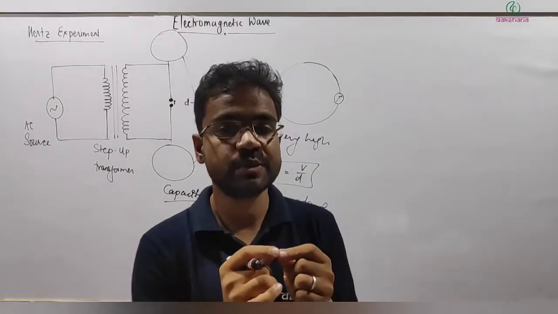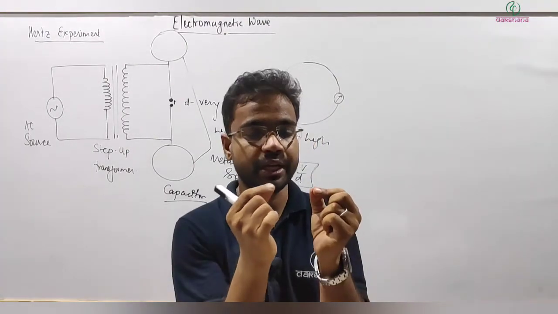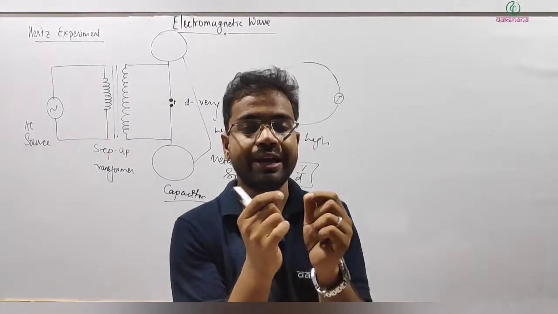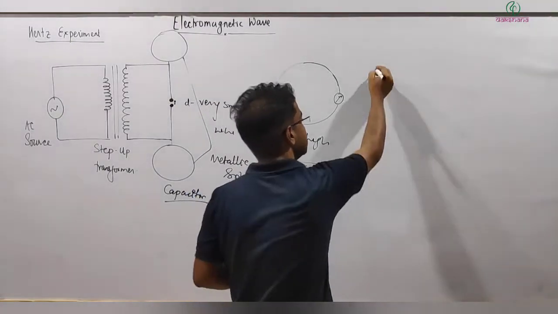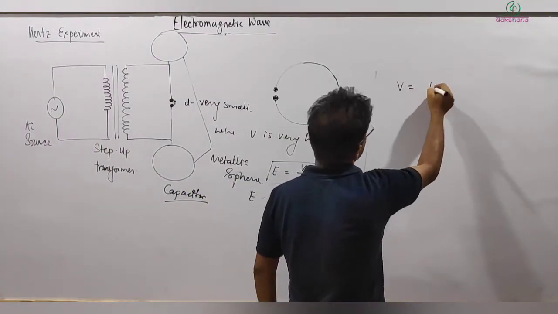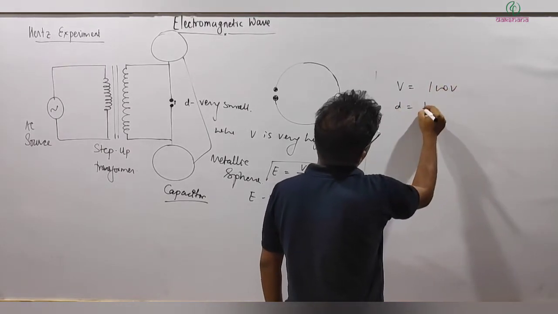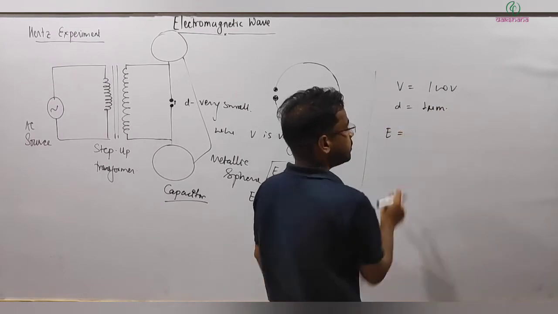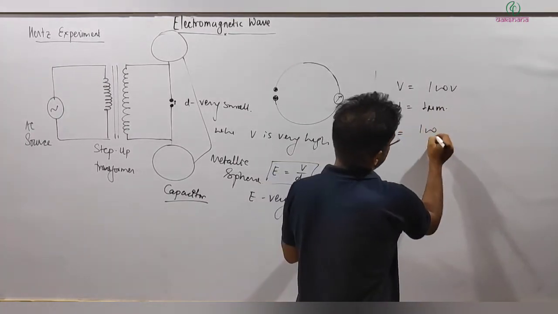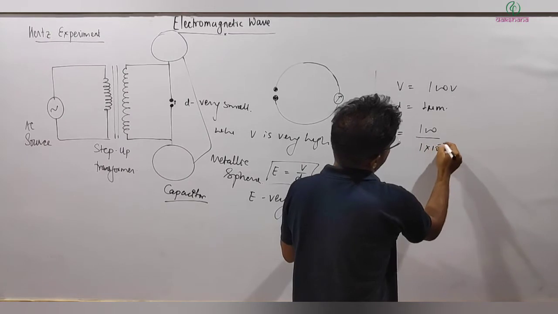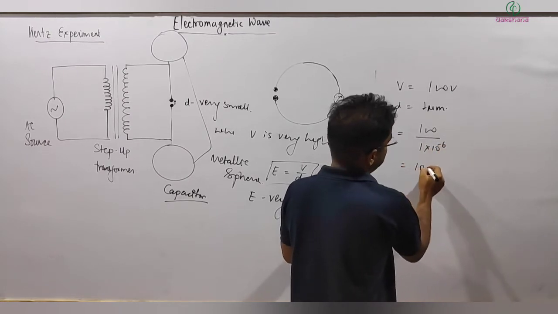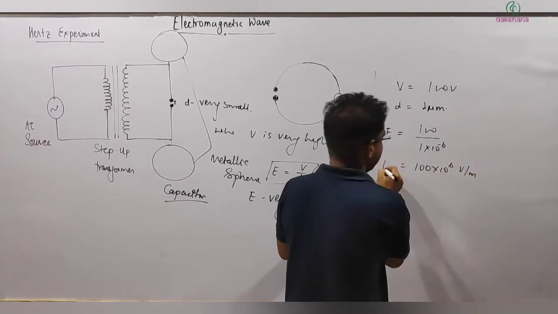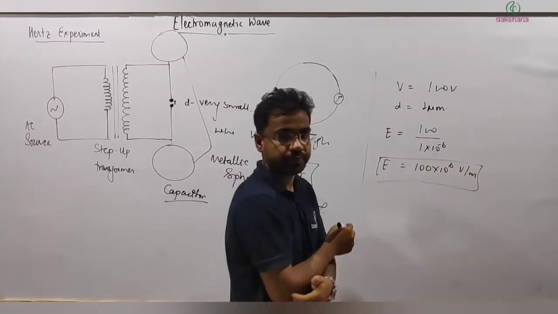In the case of a spark, what happens when we bring two conductors which are at some potential difference very close? Just consider this case: let's say V is equal to 100 volt and d is equal to 1 micrometer. Then what would be the magnitude of the electric field? It's 100 divided by 1 into 10 to the power minus 6, which will be 100 into 10 to the power 6 volt per meter. And this electric field is very strong.